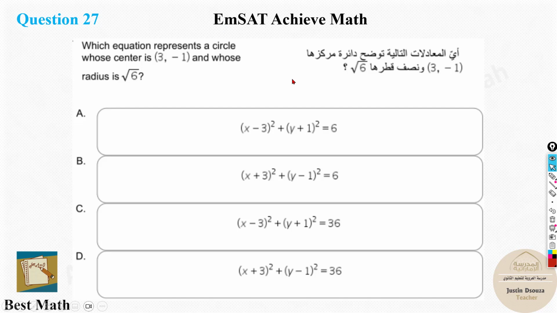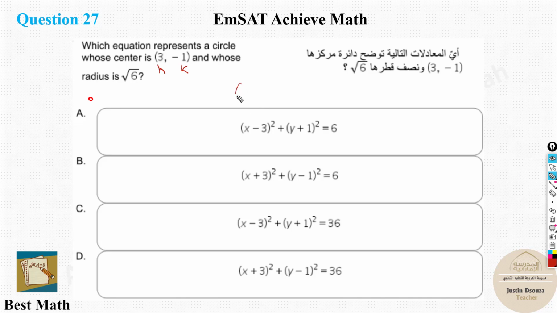Circle. Now I will tell you an easy method to see over here. You can easily find the answer if you know the standard form. So the standard form is something like this. The center is generally given as h and k.